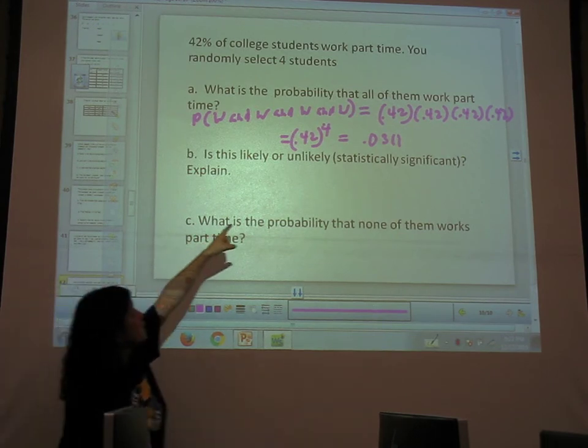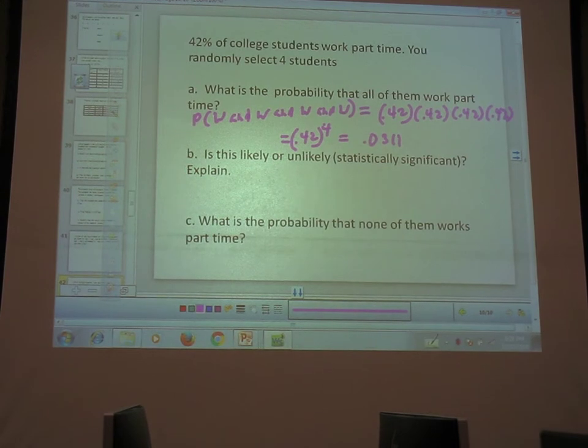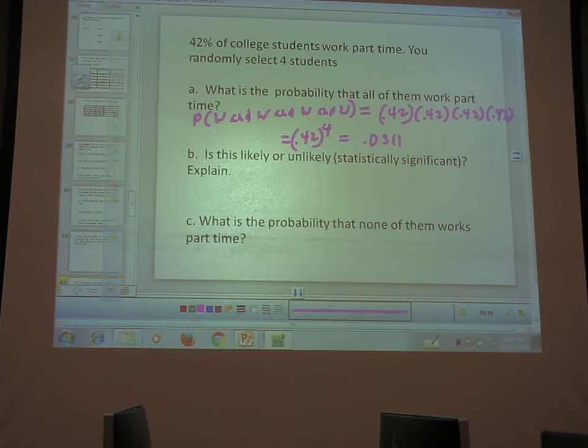All right, is this likely or unlikely? Why is it unlikely? Less than 5%. Everybody on board? Great. On the exam or final, can we leave it as a decimal or do you want us to put it in a fraction? Decimal's fine. The general rule is if you're given a decimal, your answer should be in a decimal. If you're given a fraction, your answer is usually in a fraction.